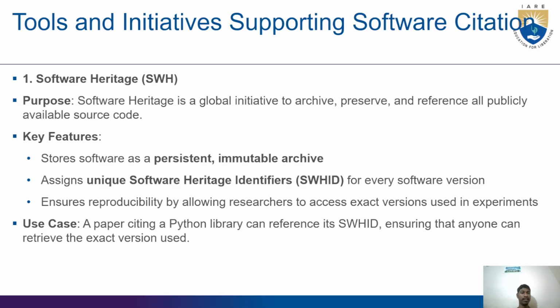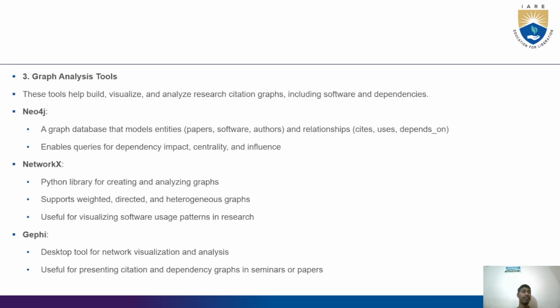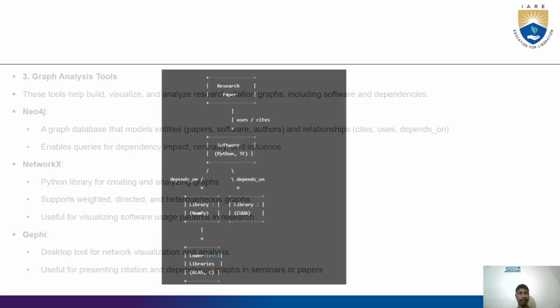Tools. Software Heritage is a global initiative to archive, preserve, and reference software. CITATION.cff is a standard, machine readable file to specify how software should be cited. Graph analysis tools help build, visualize, and analyze research citation graphs. For example, Neo4j is software used to give relationships between nodes and edges. And we have another one, Gephi, which is a desktop tool for network visualization and analysis.